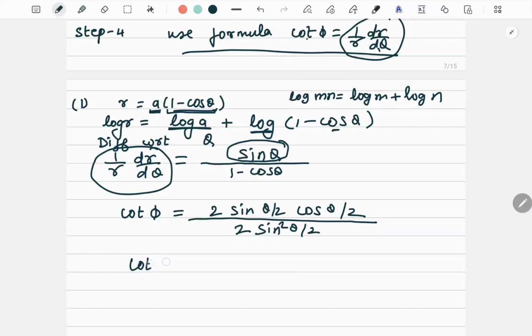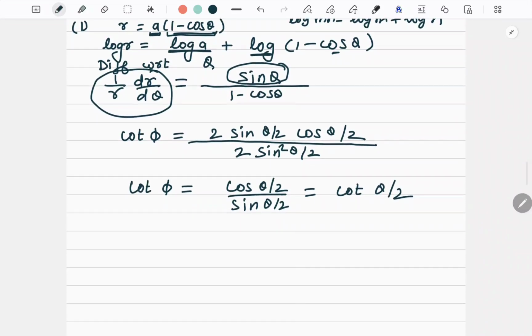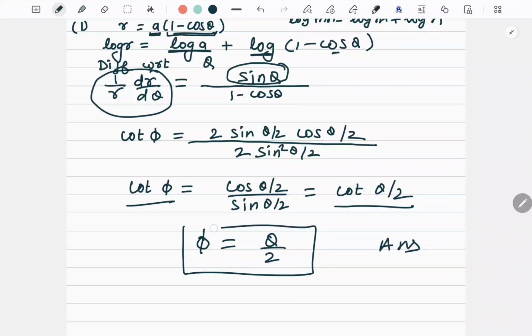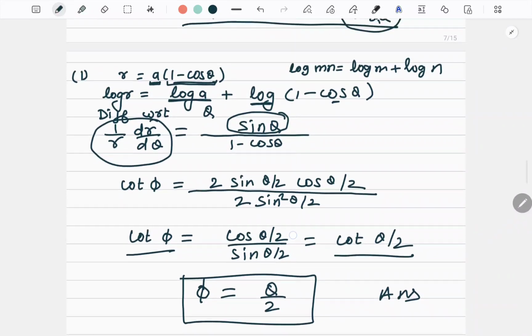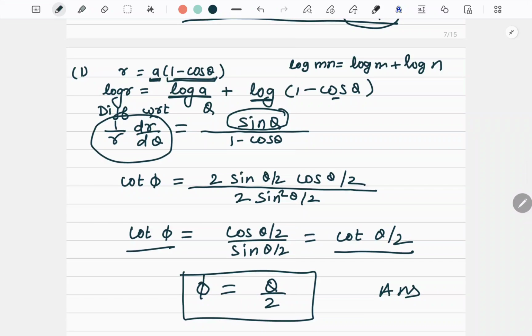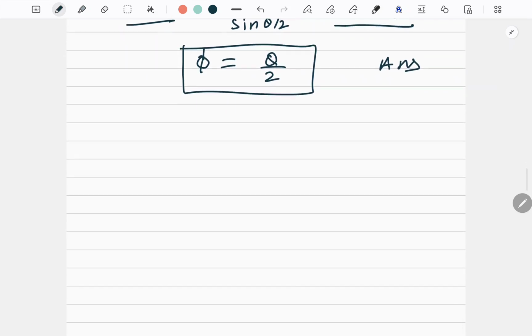Now cot phi is equal to cos theta by 2 upon sin theta by 2, which is nothing but cot theta by 2. Right? So now cot phi is equal to cot theta by 2, so phi is equal to theta by 2. Answer. Over. Simple. So what did I do? Step 1, take log. Step 2, differentiate with respect to theta. Step 3, 1 by r dr by d theta is replaced by cot phi. And on the other side, somehow you reduce it to a cot term, and then you can compare the angle. That's it. Let's see one more question.